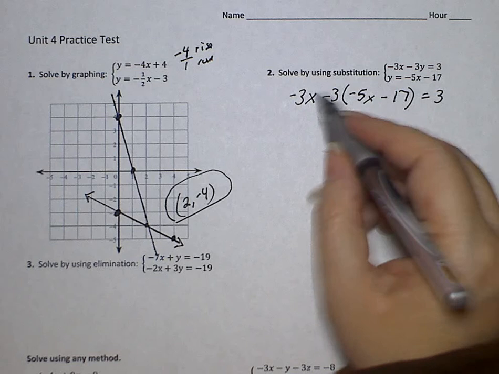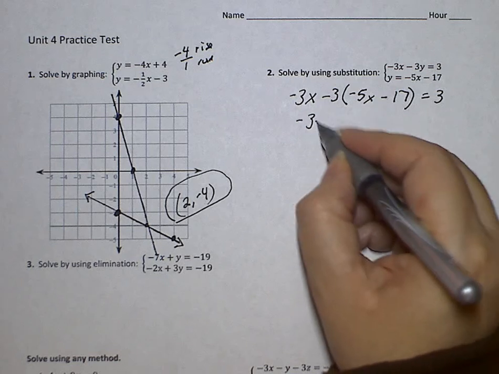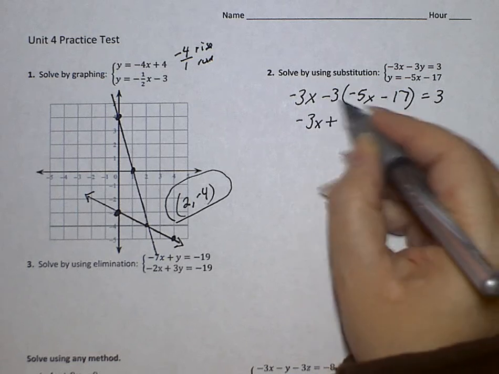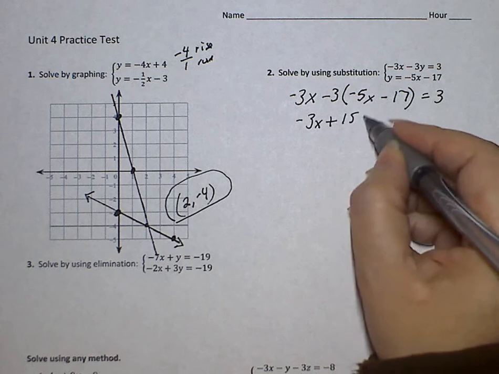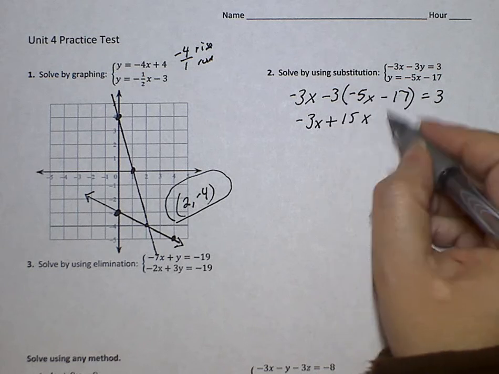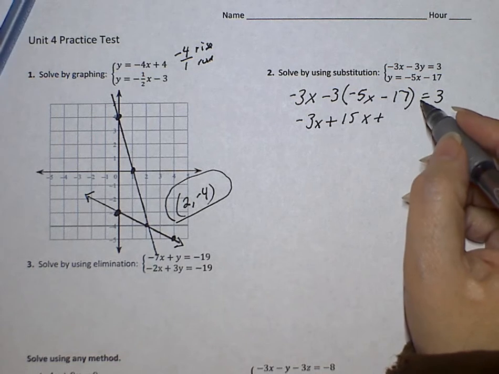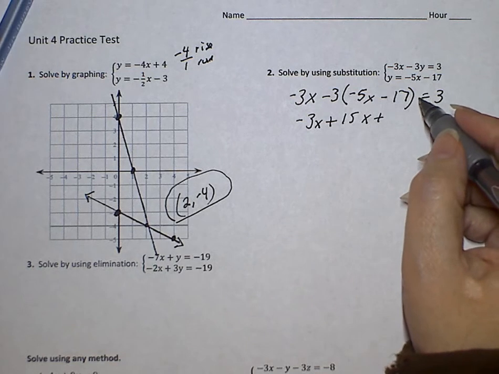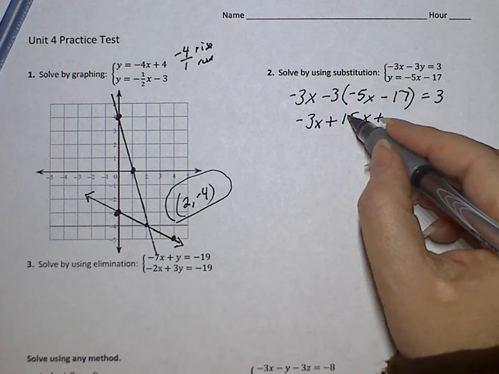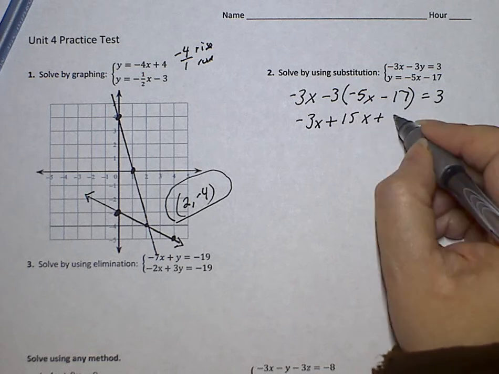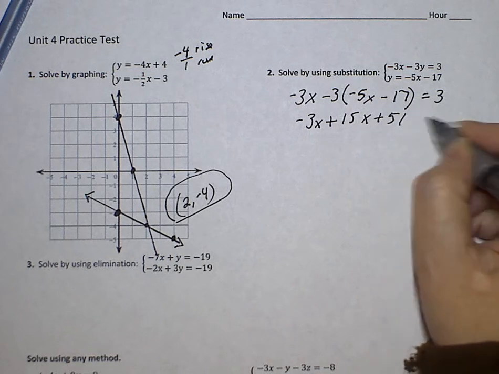Distribute, so I have negative 3x. Negative negative is a positive. 3 times 5 is 15. X, again, negative negative is a positive. And 17 times 3 is 51. Is equal to 3.